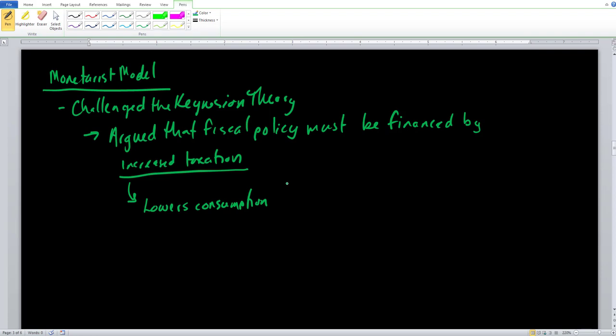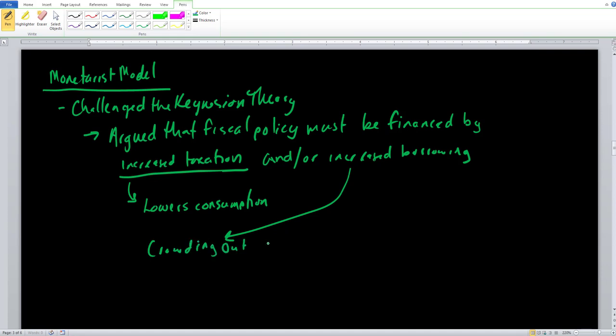But they can also finance this deficit, or this fiscal policy, with increased borrowing. So we can put the secondary impact right here: and/or increased borrowing. With increased borrowing, remember, this is going to lead to the crowding out effect. If they have increased borrowing, remember we have the government budget constraint, with the change in B, the change in M, the change in A. We're hitting on the change in B here.